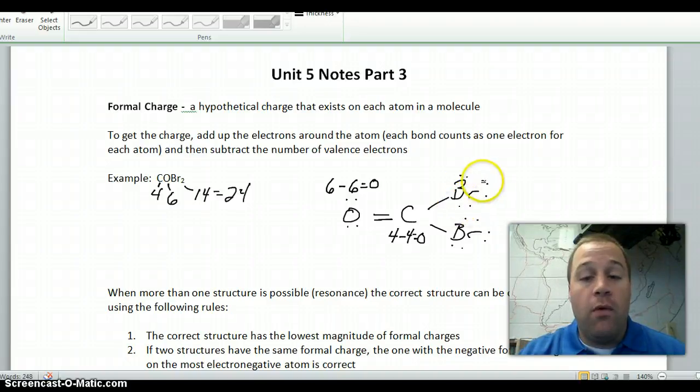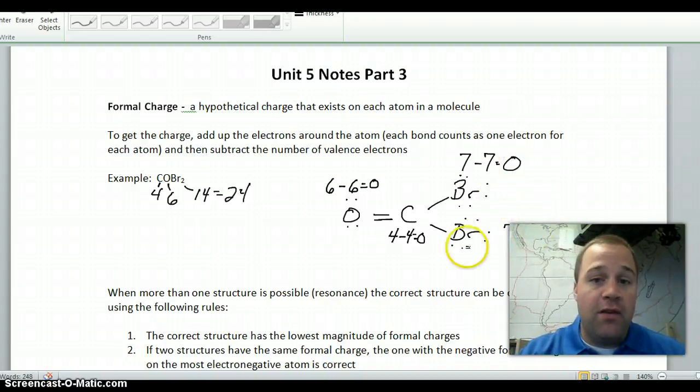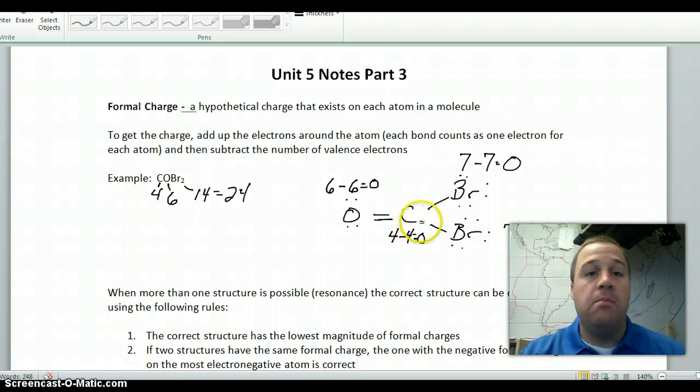Bromine has 1, 2, 3, 4, 5, 6 lone electrons and 1 in a bond, so 7 minus its valence electrons, which is 7, which is 0. And this one's the exact same thing, so 7 minus 7 is 0. If you notice now, the formal charge on each of these is 0, which means it's as stable as it can be. In other words, the amount of electrons around each atom is equal to the number of valence electrons, which is when it's going to be at its most stable.